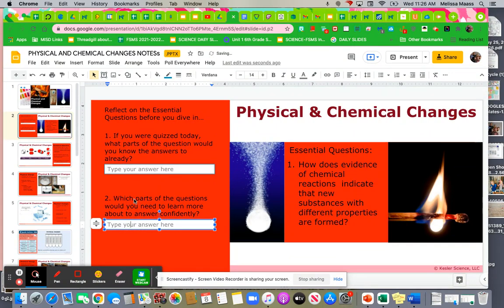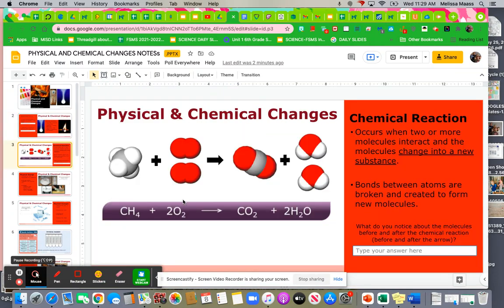Down in the second question here, when you're ready, of course, pause the video to type, and then when you're ready, move on. But which parts of the question, like which parts right now between physical and chemical changes, are you kind of confused about? So go ahead and answer that. All right. So after you're done with the questions, start the video up and move into this slide.